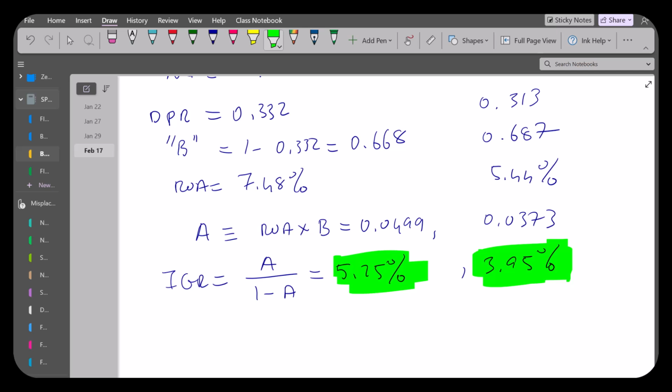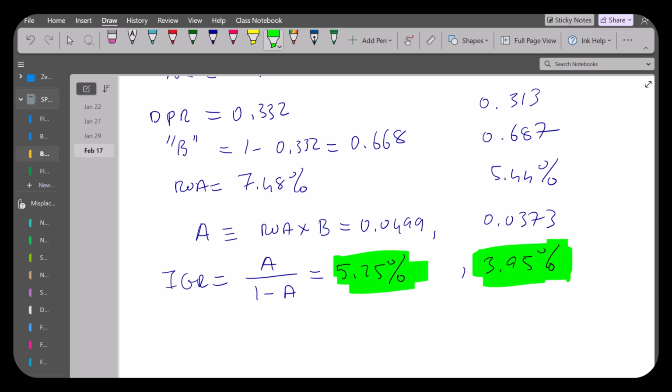Given your ROA, if you want to maximize your internal rate of growth, you want to pay as little dividends as possible. Why? Because as you pay less dividends, you're keeping more internally. You're retaining more.